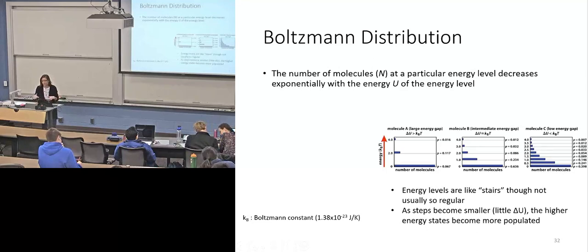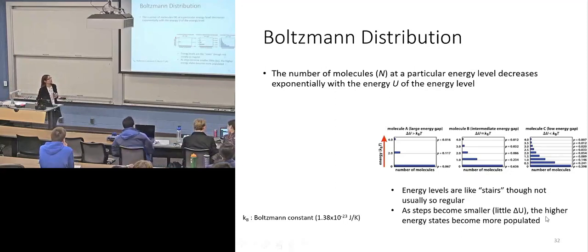Energy levels are like stairs, though very rarely are they ever regularly spaced like this. You'll just be given values for the energies to use, and they won't necessarily be evenly spaced. But as the steps become smaller, a smaller delta U, the higher energy states get more populated.